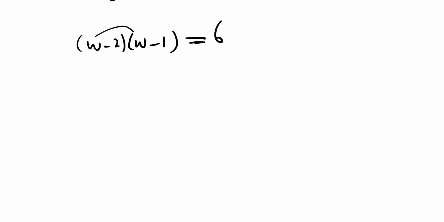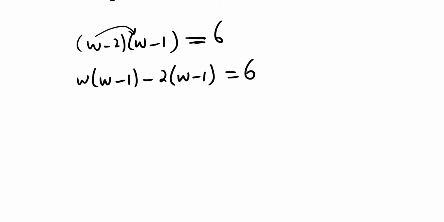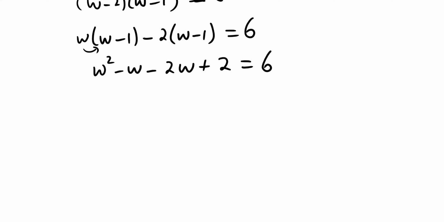So let's multiply this, FOIL it or distribute it, whatever you want to call it. w times the whole thing, minus 2 times the same thing, equals 6. Distribute this with this, that's w squared minus w minus 2w plus 2 equals 6. Always when we solve quadratic equations, we make sure that this is set equal to 0. So let's keep this here as is. These two can be combined to become minus 3w plus 2. Subtract 6 on both sides.